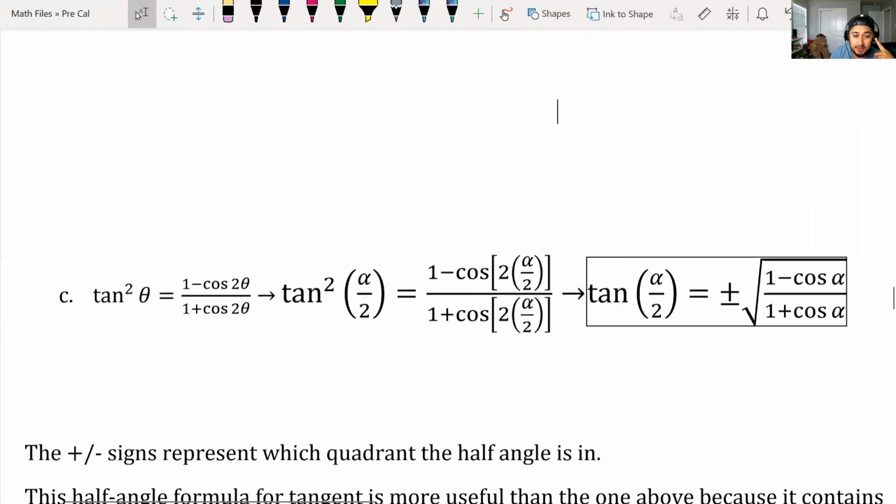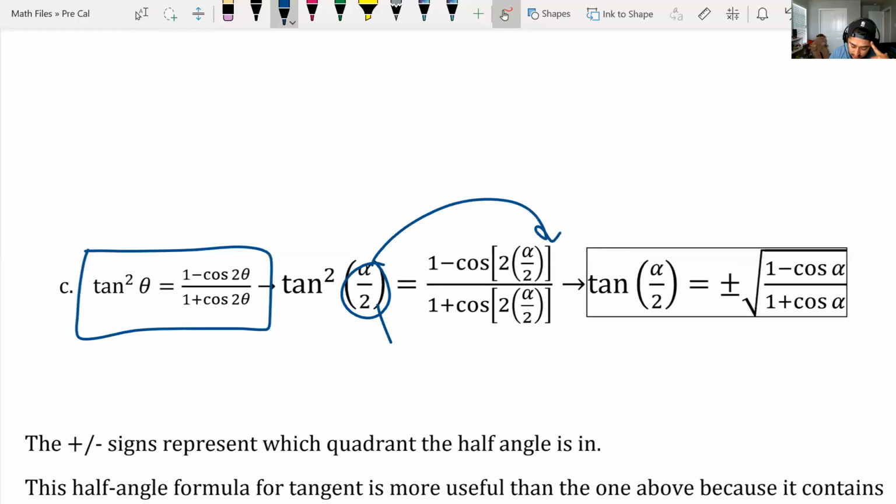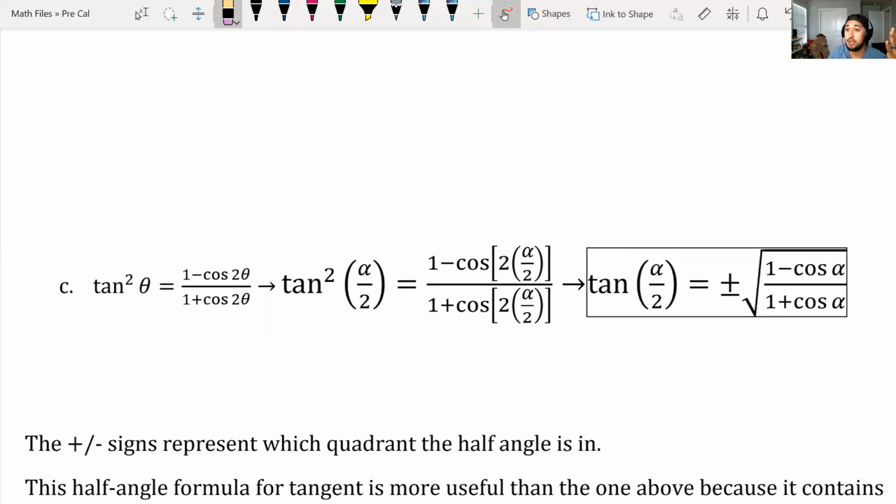And then tangent. The formula for tangent squared was 1 minus cosine 2 theta over 1 plus cosine 2 theta. Of course, we make that alpha over 2 substitution again, which goes here and there. Simplify it and square root both sides. We end up at a half angle formula for tangent: plus or minus the square root of 1 minus cosine alpha over 1 plus cosine alpha. Okay, so there you go. 3 more formulas. My goodness. I think that puts us at like 23 or something formulas. Who knows? I lost count.